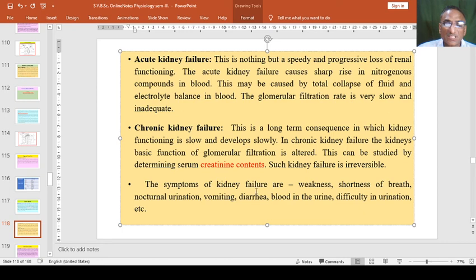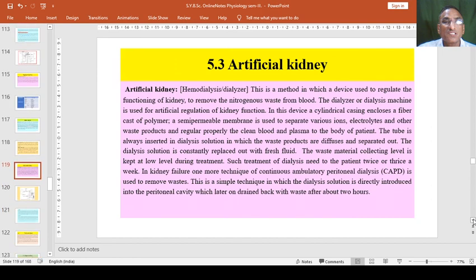The symptoms of kidney failure are weakness, shortness of breath, nocturnal urination, vomiting, diarrhea, blood in the urine, difficulty in urination, etc. These are the conditions created due to kidney failure, or the kidney not working properly. So this is about acute and chronic kidney failure.